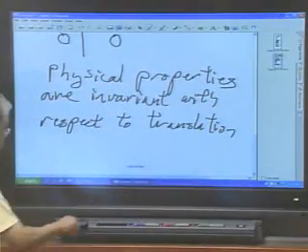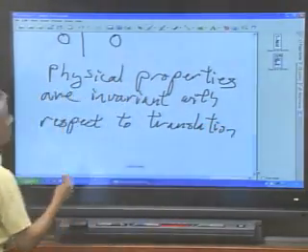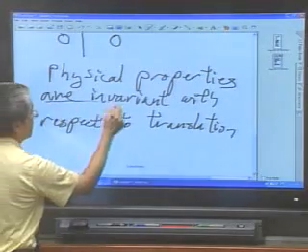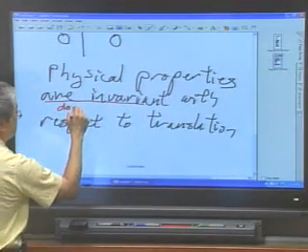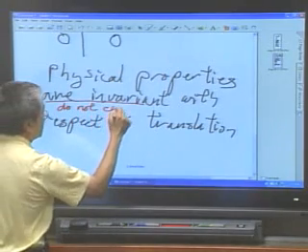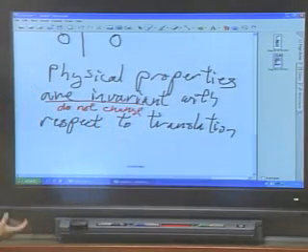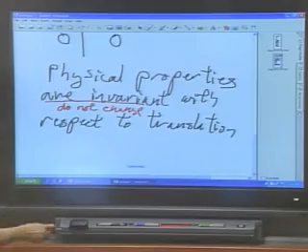These are invariant, just a fancy way of saying it does not change. The physical properties, so basically, physical properties do not change with respect to translation. I mean, this is almost an obvious statement.